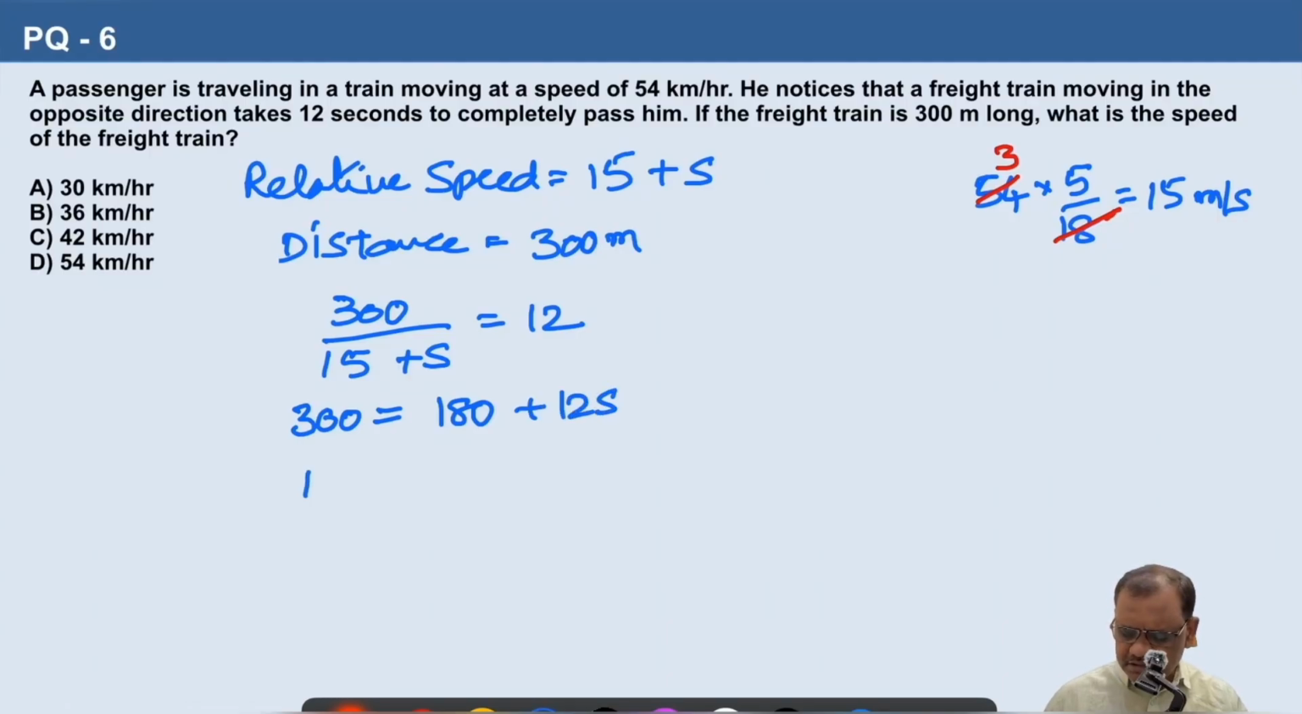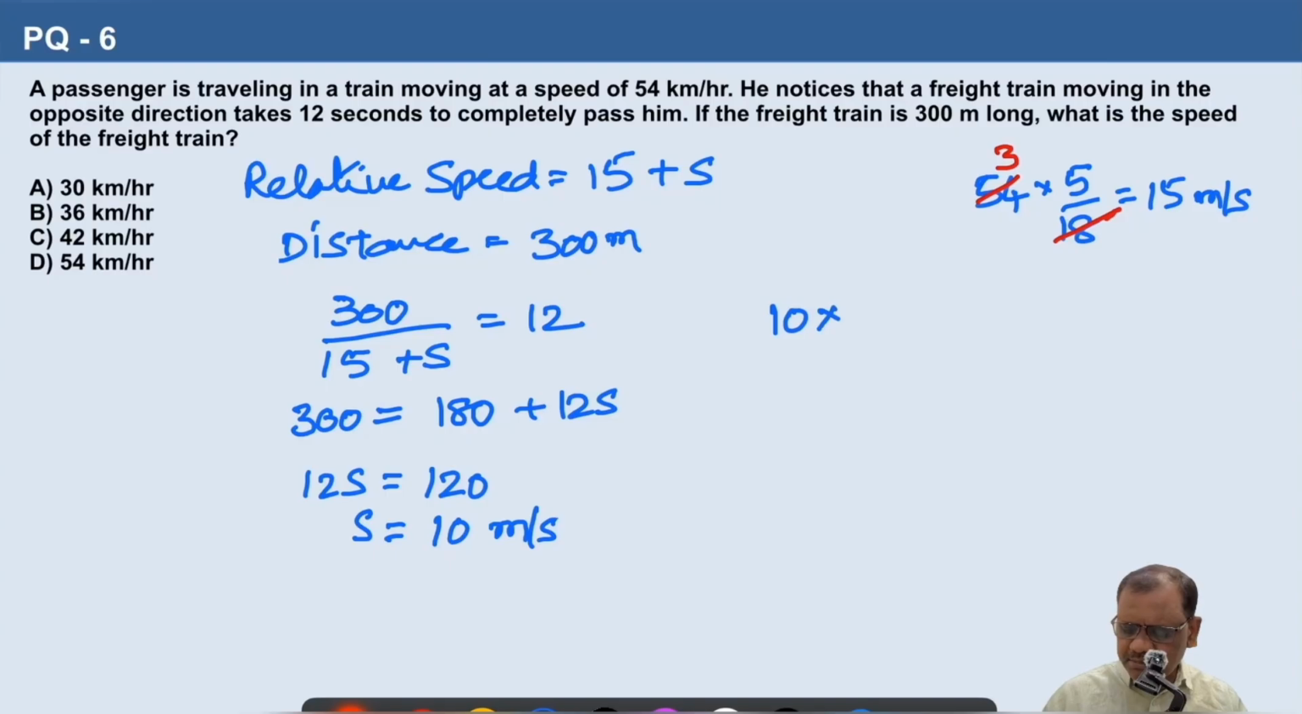So 12s is equal to 300 minus 180, that is 120. S is equal to 120 by 12, that is 10 meters per second. The options are given in kilometers per hour, so we have to convert this into kilometers per hour.